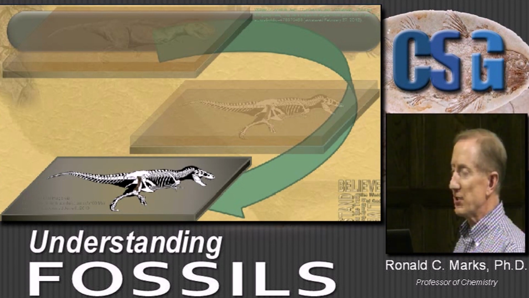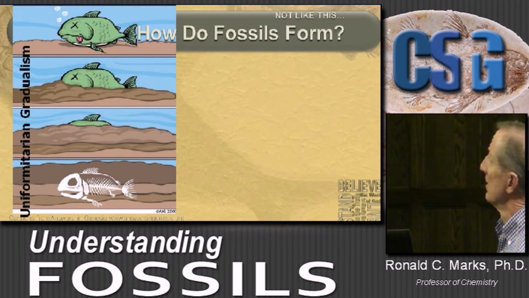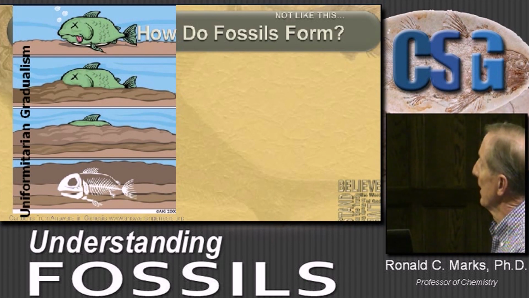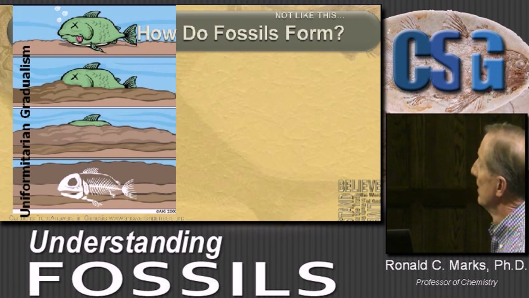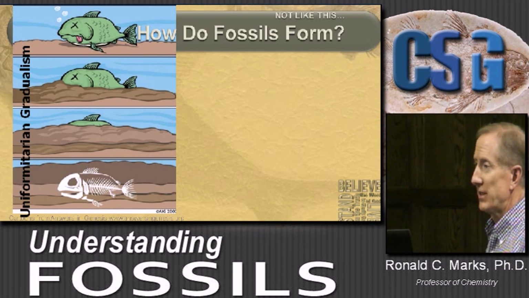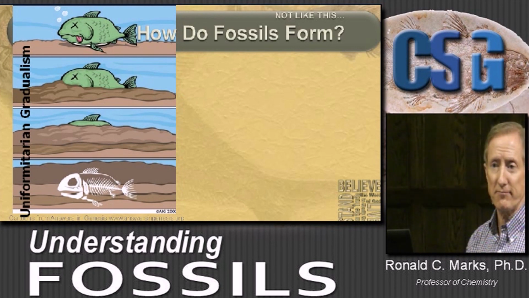Now evolution has told us, or they wanted to tell us, we're going to use the example of a fish, and I appreciate Answers in Genesis. I used their graphics for this. A fish dies, sinks to the bottom, lays there undecayed, while the sediment slowly covers it up, and then eventually you end up with the fossil there.